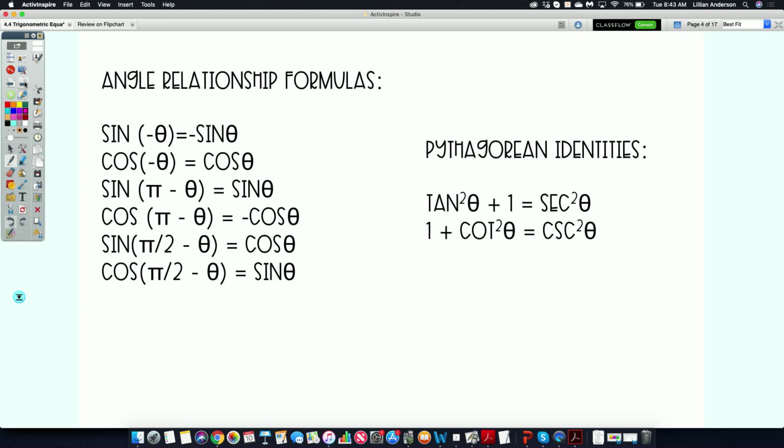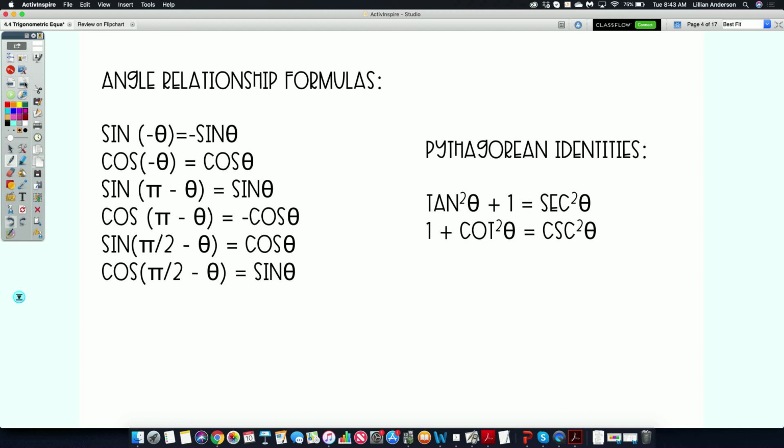First, we'll start off with a few different angle relationship formulas. Remember, because sine is an odd function and cosine is an even function, when you plug a negative angle in for sine, it will equal negative sine theta. And then cosine of negative theta will equal a positive cosine theta.